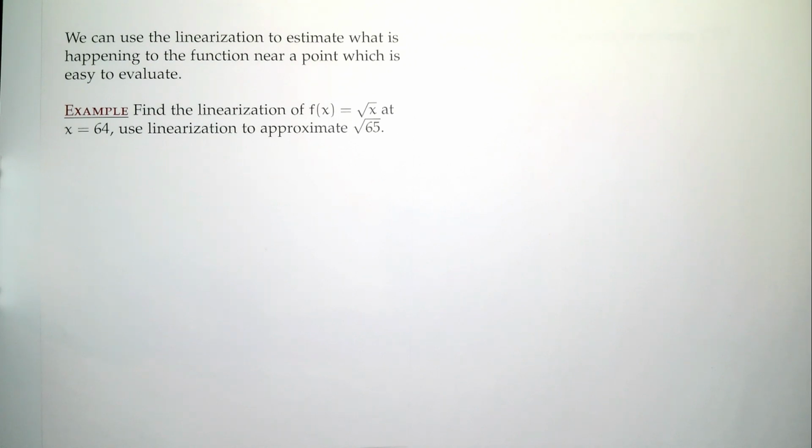So let's look at a problem. Find the linearization of f of x equals square root of x at x equals 64. So that's the first part. And then we'll wait for the second part once we've done that.